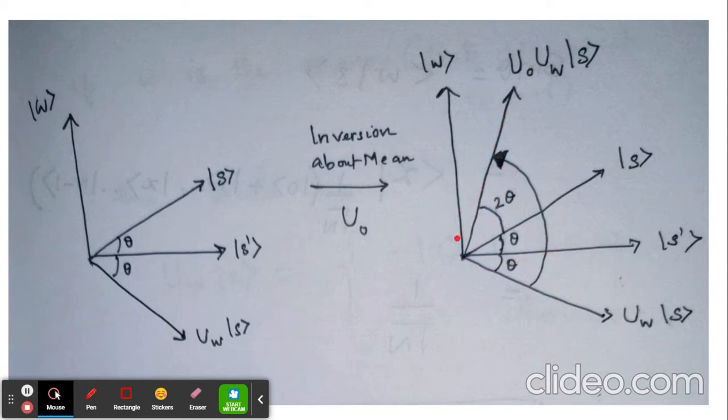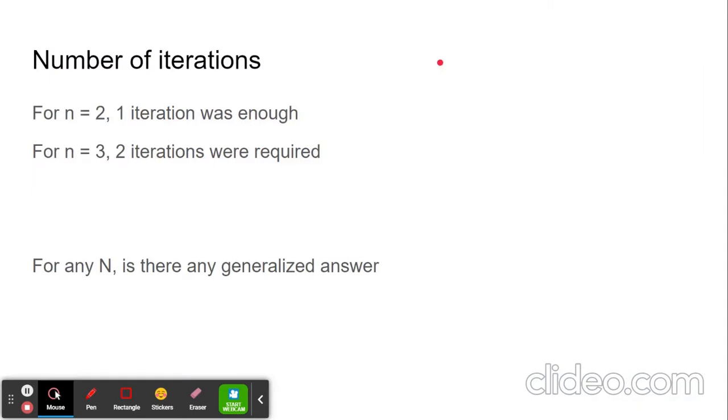Now you see, as you continue these iterations, this U0 UW state becomes closer and closer to the W state. And finally, this is what we wanted. We brought the superposition state closer to the winning state. So when we measure the superposition state, we get the winning state most of the time. Now the question is, how many iterations?